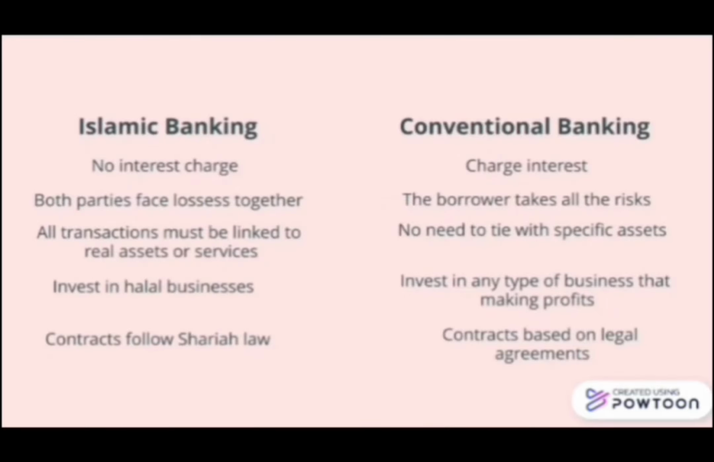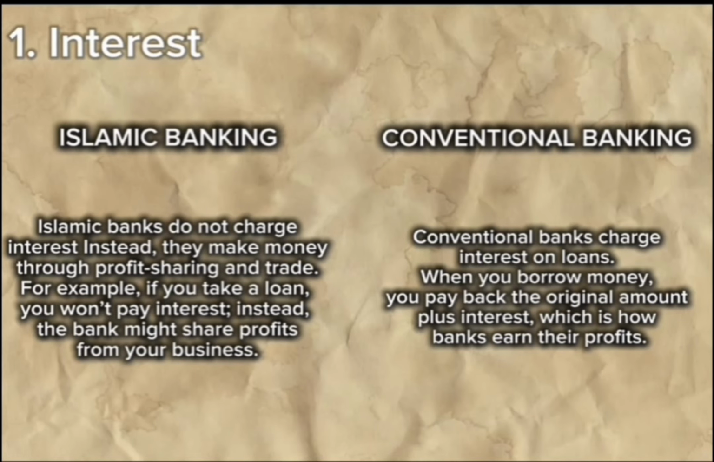Here are the differences of the principles in Islamic and conventional banking in Malaysia. 1. Interest. Islamic banks do not charge interest. Instead, they make money through profit sharing and trade. For example, if you take a loan, you won't pay interest. Instead, the bank might share profits from your business.